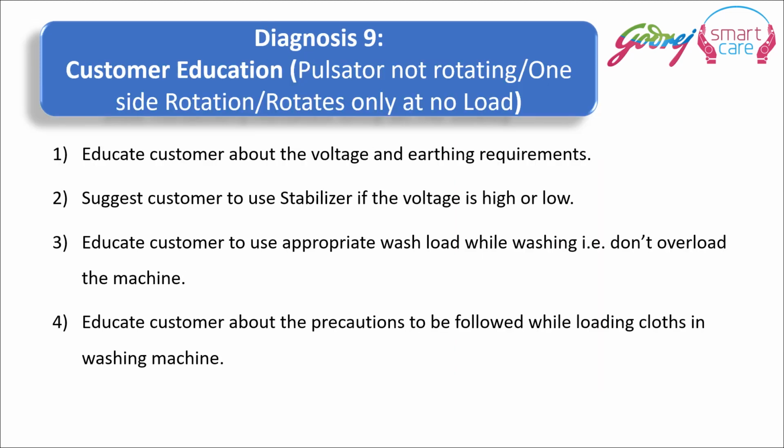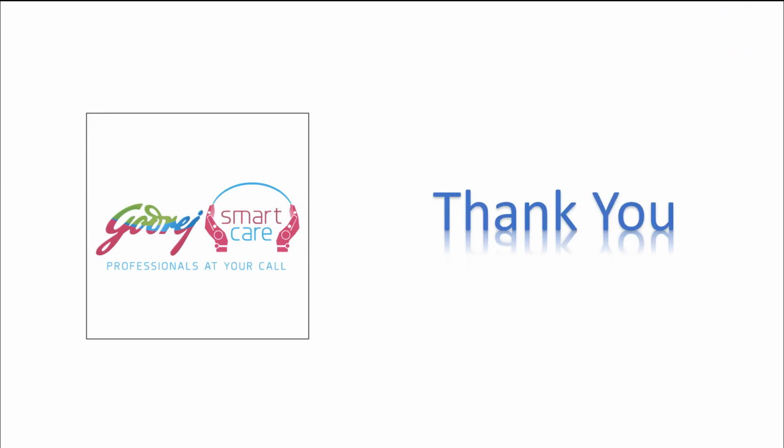We have to educate the customer about the voltage and earthing requirements. We have to suggest the customer use a stabilizer if the voltage is high or low. We have to educate the customer to use appropriate wash load while washing, that is, don't overload the machine. Educate the customer about the precautions to be followed while loading clothes in the washing machine.